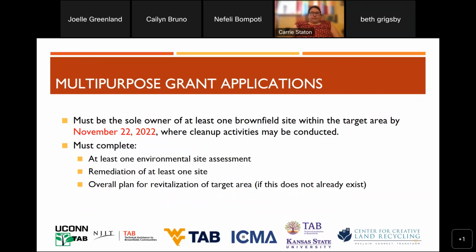To apply for a multi-purpose grant, you must be the sole owner of at least one site within the target area by the time of application and where those cleanup activities will be conducted. And you must do at least one site assessment and remediate one site, as well as that overall plan for revitalization of the target area that I mentioned. If your target area already has a revitalization plan, you do not have to do another one, but you should discuss it in your application and work with your project officer to make sure that you've ticked that box appropriately.